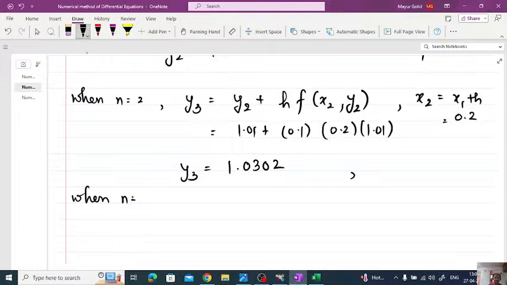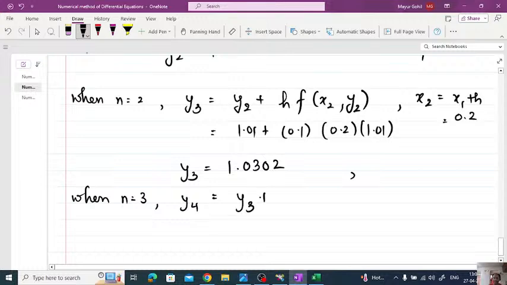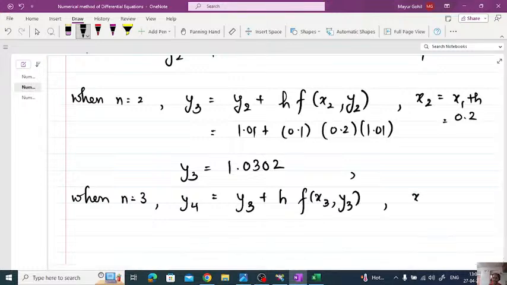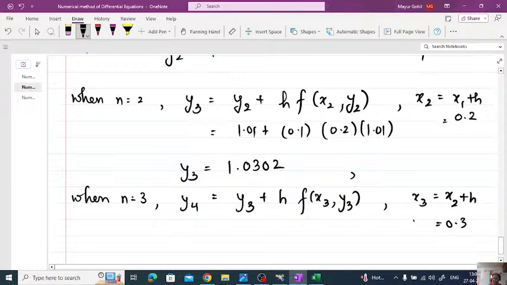चलिए अभी देखिए, n3 कितना हो गया. n जब 3 होगा तो y4 हो जाएगा, और यहाँ पर y3 हो जाएगा, और h x3 y3. x3 कहाँ से मिलेगा? x3 x2 में से मिलेगा. x2 प्लस h कर दीजिए तो 0.3 हो जाएगा ये. अब कितना होगा? y3 कितना है? y3 आया 1.0302 आया है. h है हमारा 0.1, और यहाँ पर कितना होगा ये?